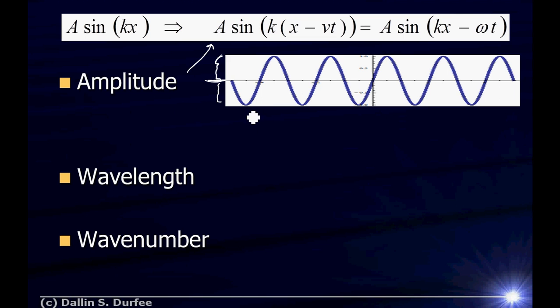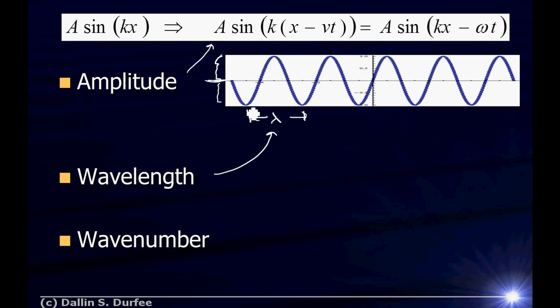We also have the thing we call the wavelength, and the wavelength is how far I have to go before the wave repeats itself. So I'll take my wave, I'll freeze it in time. Right? This wave is frozen in time. It's really moving, but I've taken a snapshot. That distance right there is the wavelength, and we usually represent that with the Greek letter lambda.